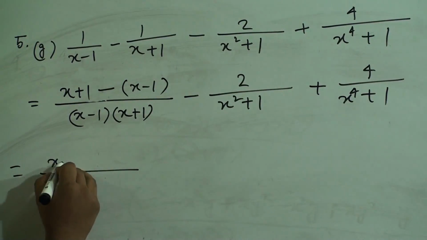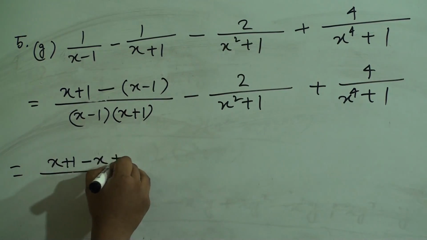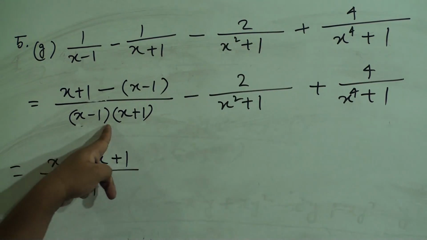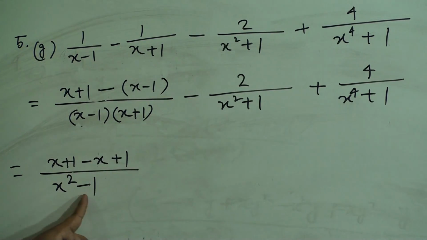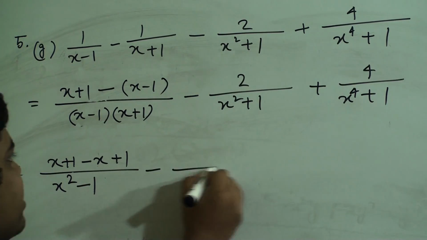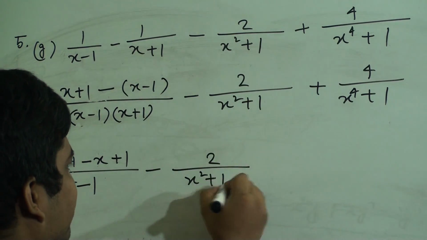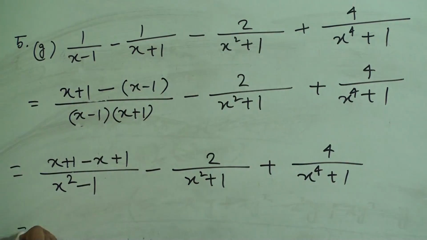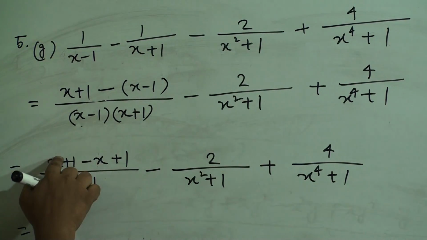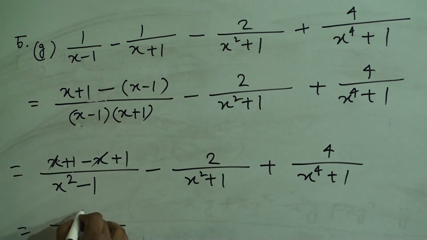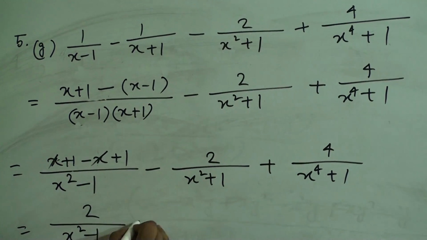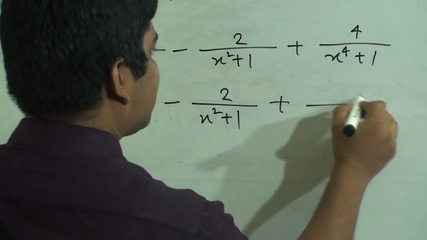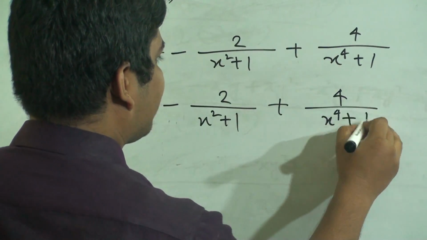Now x plus 1 minus x plus 1, and x square minus 1, because a plus b into a minus b. So we write x square minus 1. Okay, minus 2 by x square plus 1 plus 4 by x to the power 4 plus 1. Now this x and this x cut, and left 2 by x square minus 1, and here 2 by x square plus 1 plus 4 by x to the power 4 plus 1.